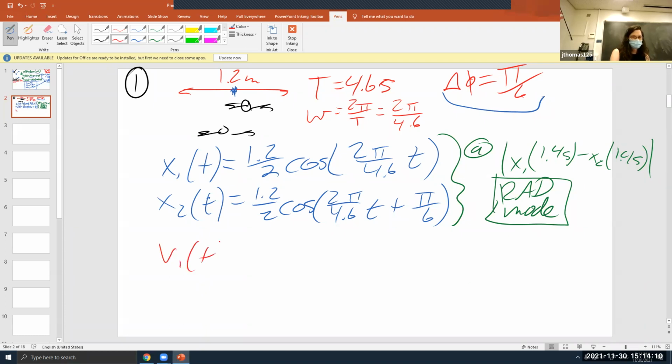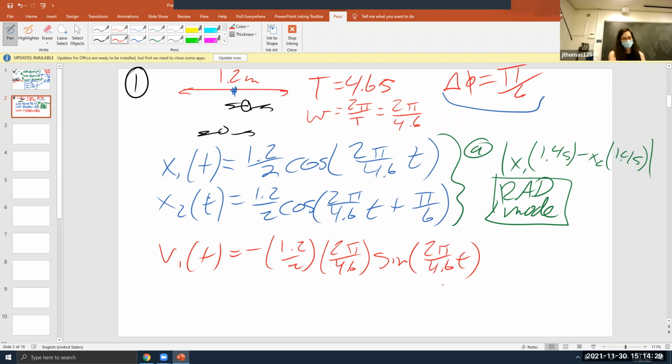In either case, your v1 of t will be negative 1.2 on 2, the amplitude, times omega, which is 2 pi on 4.6, and then times sine of 2 pi on 4.6 t. That's A omega sine omega t. And then x2 is still going to be phase shifted. The phase shift isn't going to affect the derivative, because when we do the chain rule, the pi over 6 is just going to go to 0. So everything here is going to be the same. The only difference is going to be inside the parentheses. Instead of having 2 pi on 4.6 t, we'll have 2 pi on 4.6 t plus pi over 6. And then you get that they're moving in the same direction.